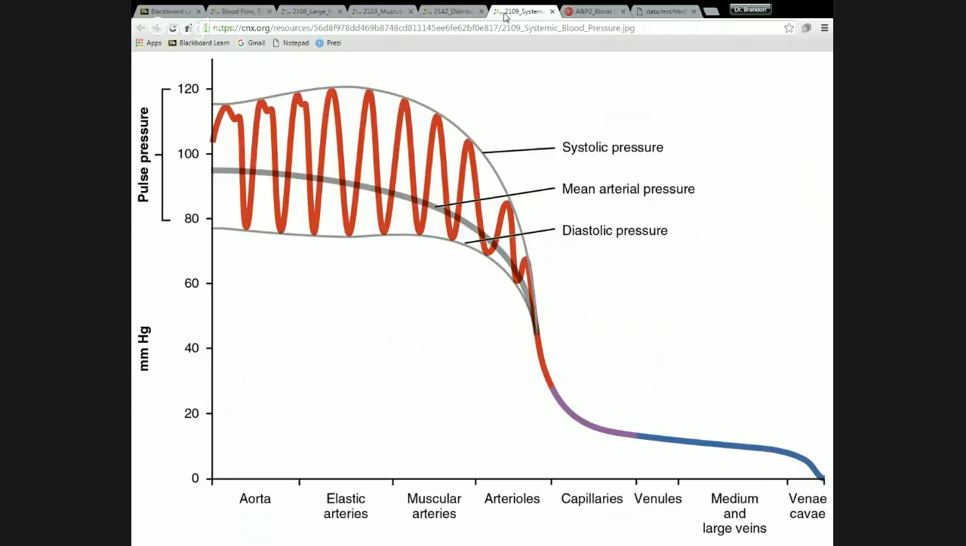However, sometimes we want to consider the blood pressure in the arteries as a constant number. And so the gray line going through the middle here is basically the average. It's what we call mean arterial pressure, which essentially means, no pun intended, average.